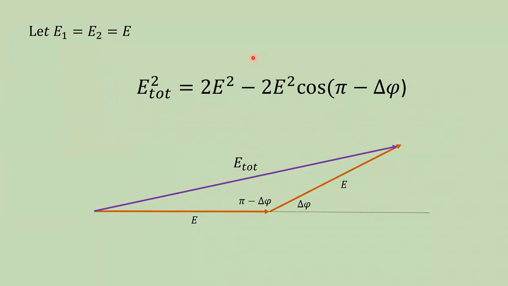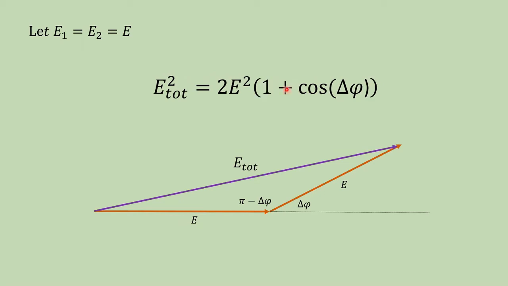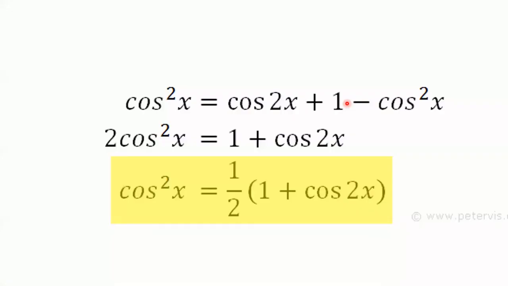So let's turn this minus into a plus, and instead of pi minus delta phi, we'll just call it delta phi. Okay, that was a simple trig identity there. And now you see we can factor out 2E squared from the two terms. Just distribute that to get back to where we were. And then you may be recognizing this. There's a further trig identity we can use. It's this one down here.